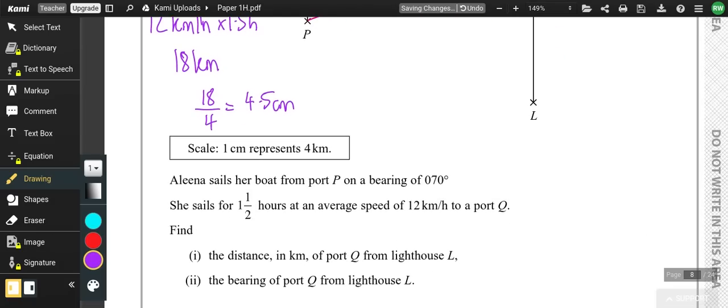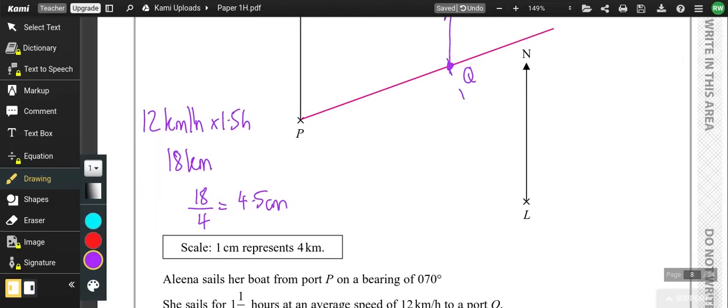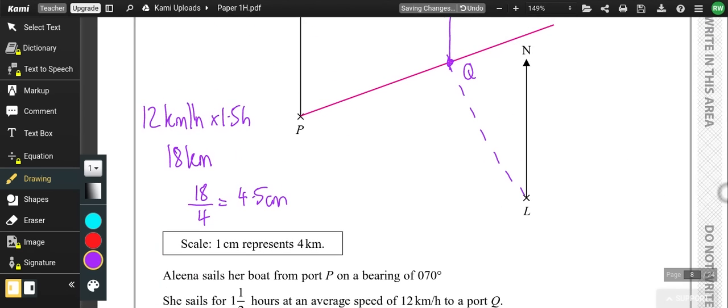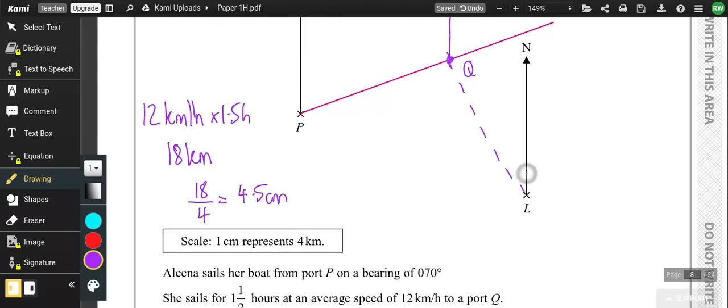Okay. Find the distance of Q from lighthouse L. So you would measure, try and make that accurate, that distance there. And the bearing, so if we're going north, the bearing of port Q from lighthouse L, we're going to start there and we'll measure clockwise from north.